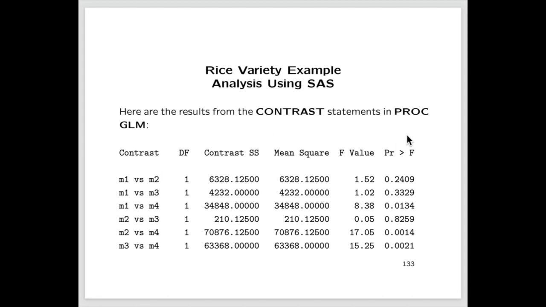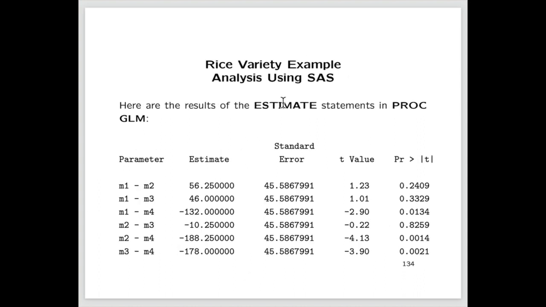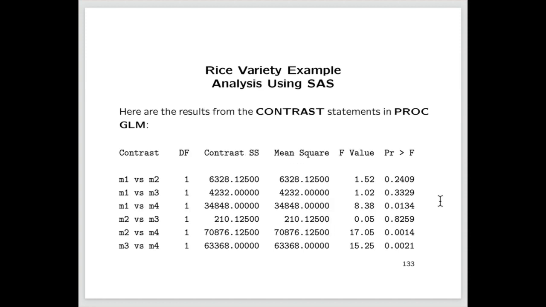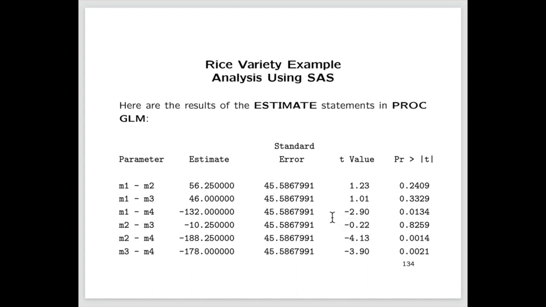Here are the results from the estimate statement, all right? And notice that instead of F values, the estimate statement gives us T values. So if you go back and compare these values with the values that we calculated by hand, you'll see that we get the exact same thing. Now, we also get p-values, and you'll notice that these p-values on this page, let me go back one slide, are the same as the p-values on the previous page. All right, and so we're testing the same thing. We're just using the contrast statement on the previous page and the estimate statement on this page.